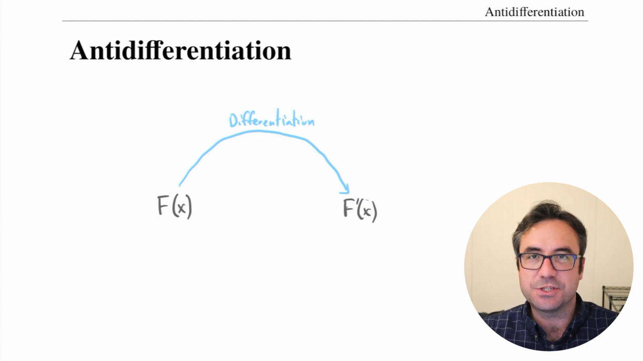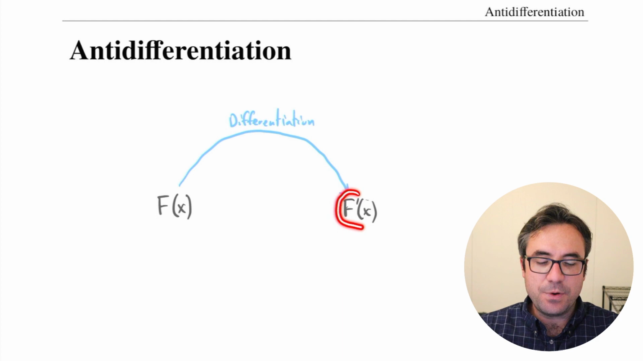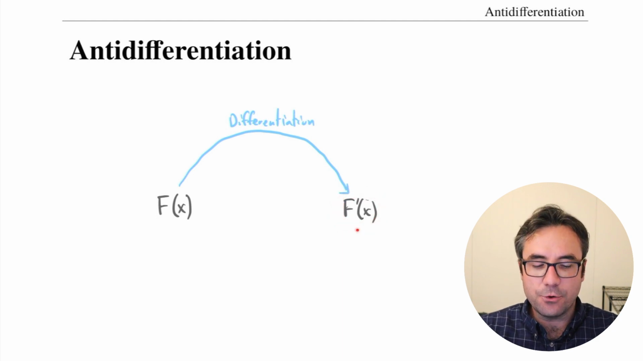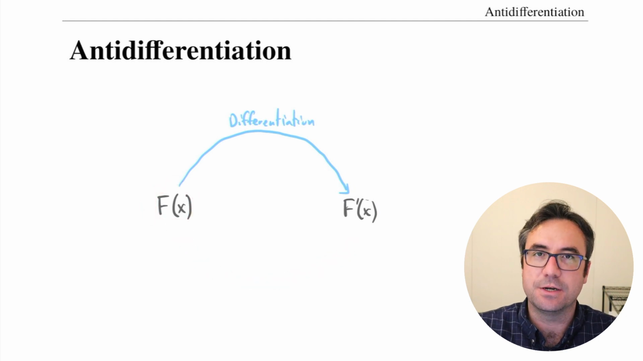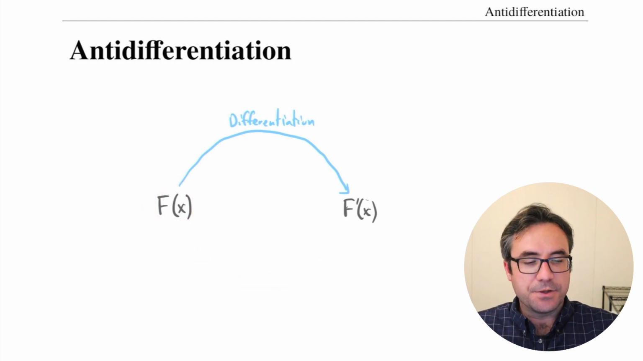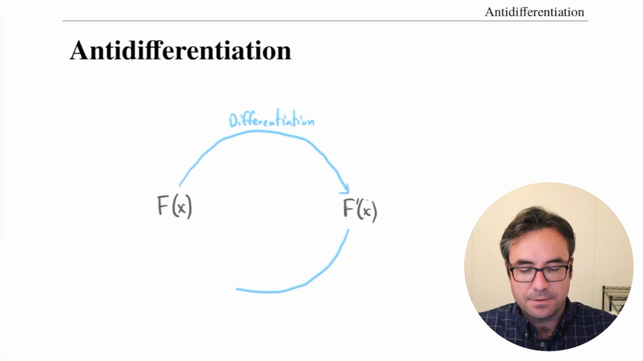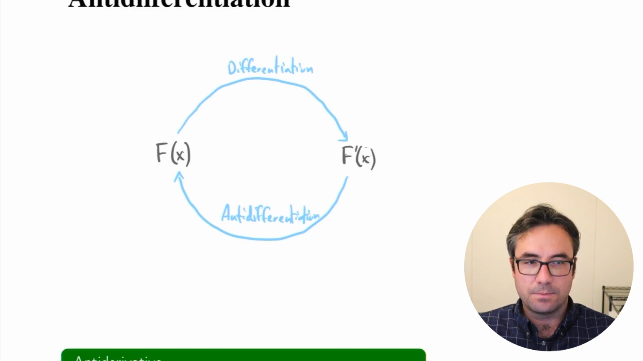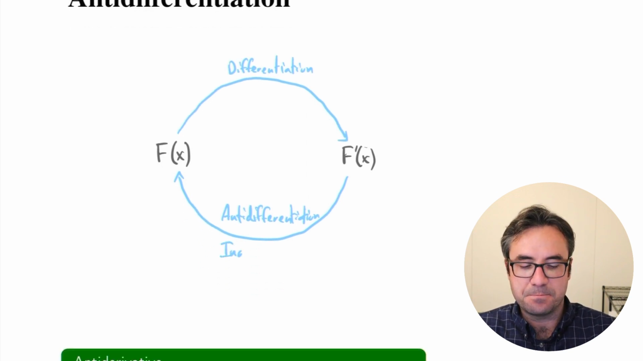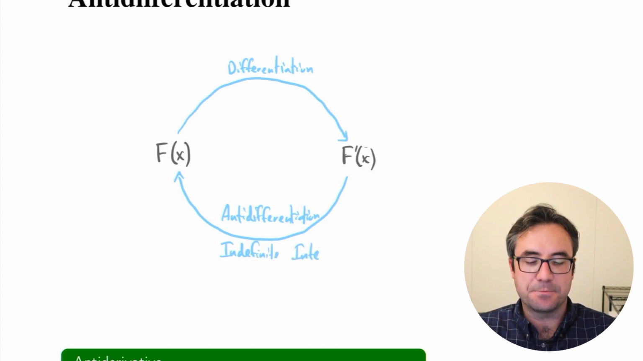But what we're going to start to see is, if we have the derivative, how do we work backwards? How do we uncover that original function? And we call this process antidifferentiation, or indefinite integration, kind of a synonym here.